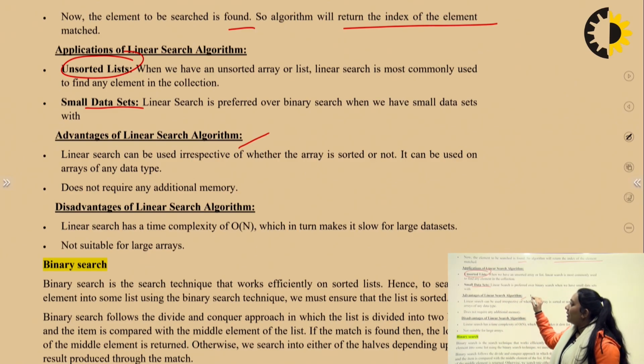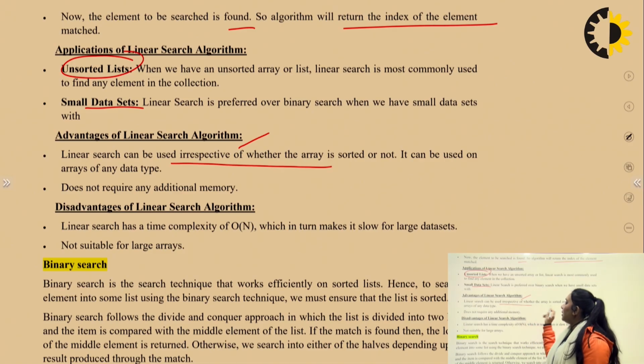Next we have the advantages of linear search. The first advantage is that it can be used irrespective of whether the elements are sorted or not. Secondly, it does not require any additional memory, because it traverses the elements on the basis of the element given to be searched.